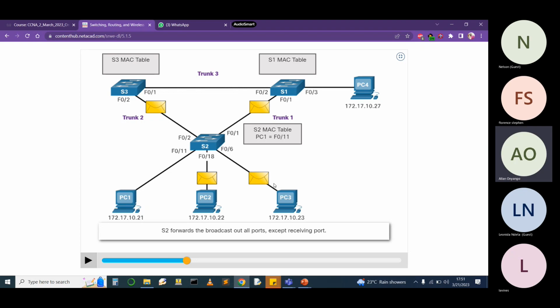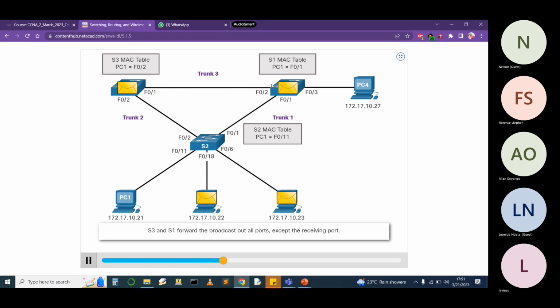And remember, one of the objectives of the switch is that a switch should never receive a frame it had sent, especially through the port it had sent it from. And let's keep on looking at this. Look at what happens there. Look at what S2 and S3 and S1 do.